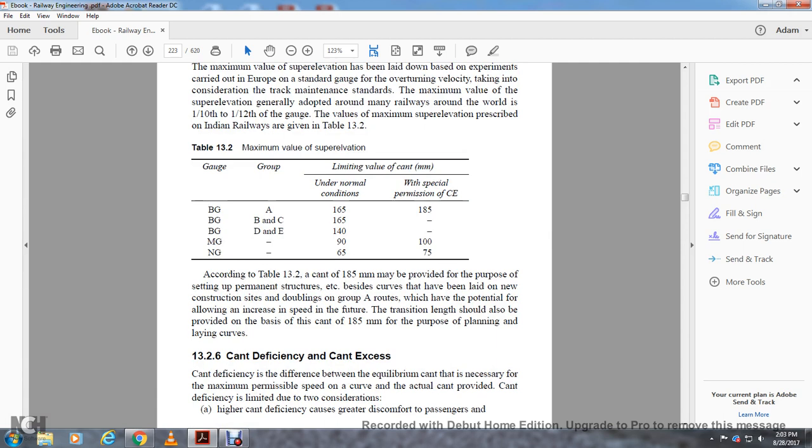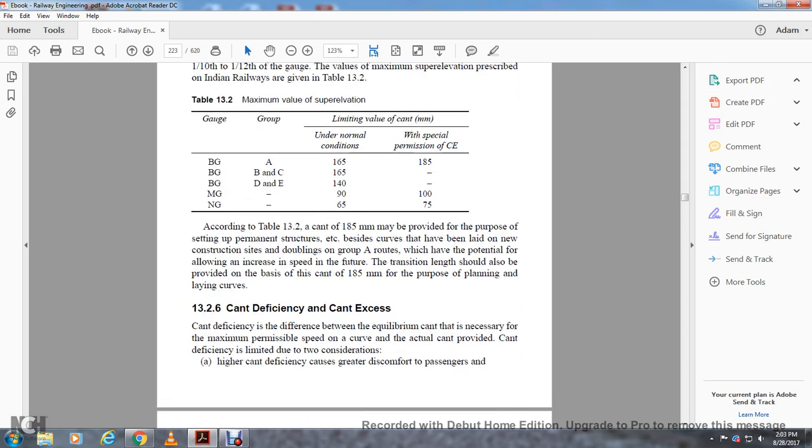According to Table 13.2, a cant of 185 millimeters is provided for the purpose of setting up the permanent structures on the side of curves that are laid anew, with construction such as the doubling of the A route. It also allows for the potential increase of speed in the future. The transition length should also be provided on the basis of a cant of 185 millimeters for the purpose of planning and laying the curves.